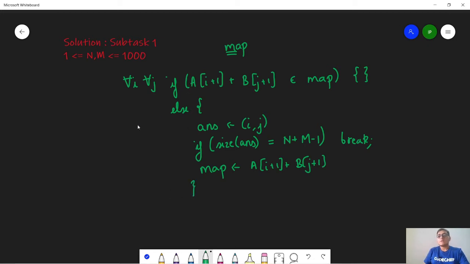So the time complexity of this solution is order of n times m. Why? Because we need to look at all the pairs i comma j to get the required solution. The space complexity is order of n plus m. Because we are only storing n plus m minus 1 pairs into our answer variable, and initially we have two arrays of size n and m. This solution will pass the first subtask, however will fail for the second one.